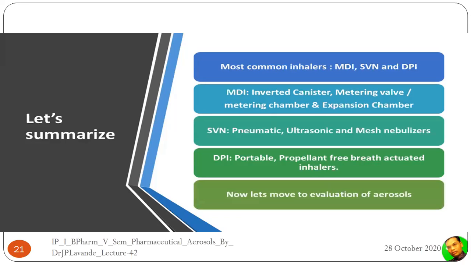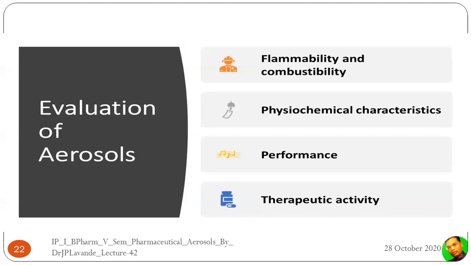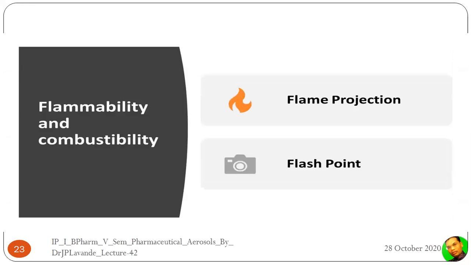And now we will go for studying the process of evaluation of the aerosols. As far as the evaluation of the aerosols is concerned, there are four different tests or ways by which we can go for evaluating. The first is flammability and combustibility. Second is the physicochemical characteristics. Third is the performance, and the fourth is the therapeutic activity.